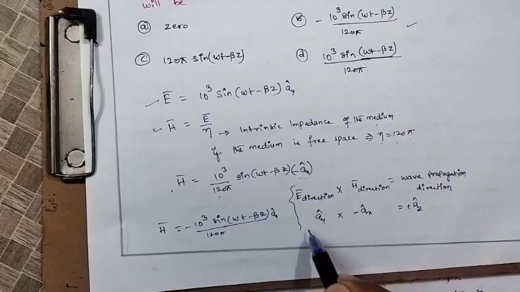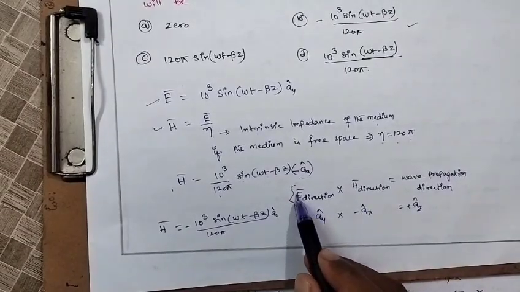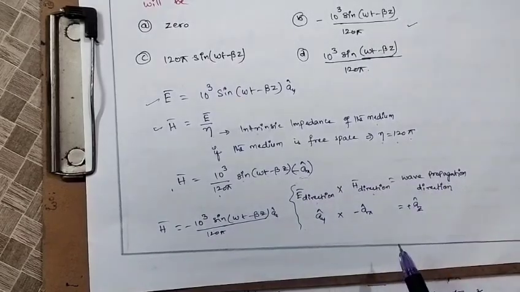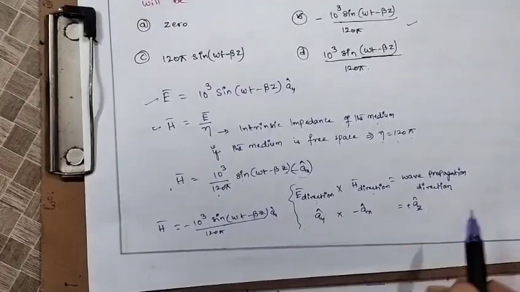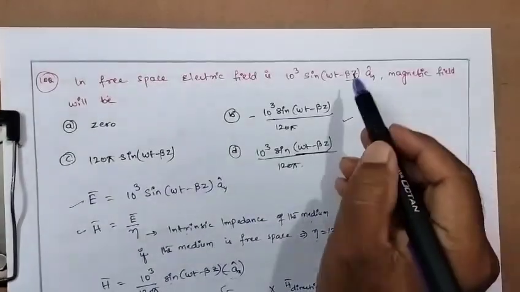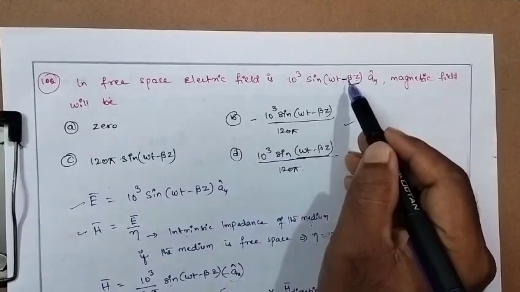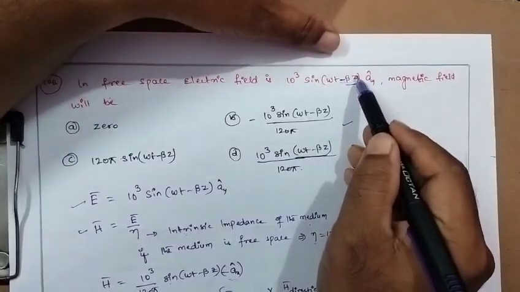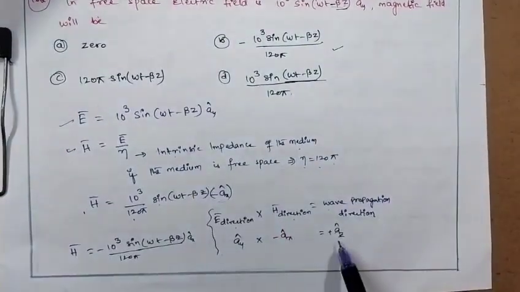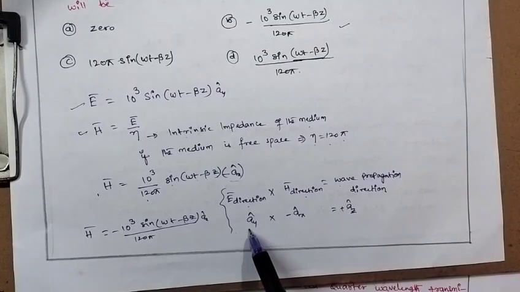From this we can come to know the direction of any field. This is a standard notation. Electric field direction cross magnetic field direction is equal to wave propagation direction. This condition has to be satisfied. Here the wave propagation direction is mentioned. If you observe the electric field, omega t minus beta z means the wave is traveling in the plus z direction, so the wave propagation direction will be positive Az. Okay, so positive Az, and the electric field direction is also given as positive Ay.